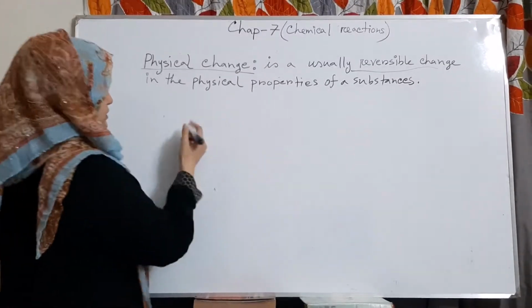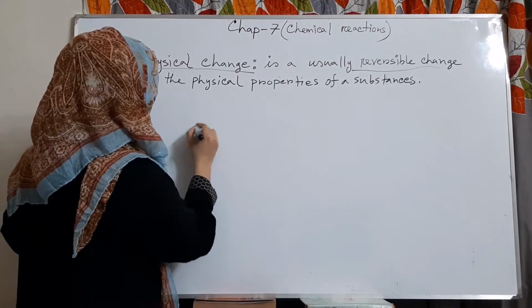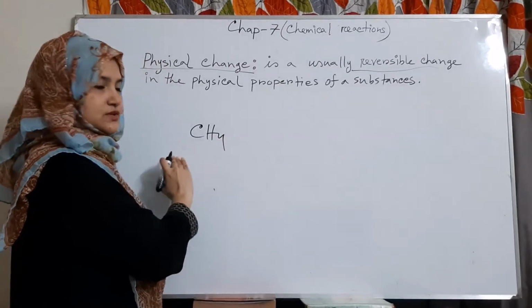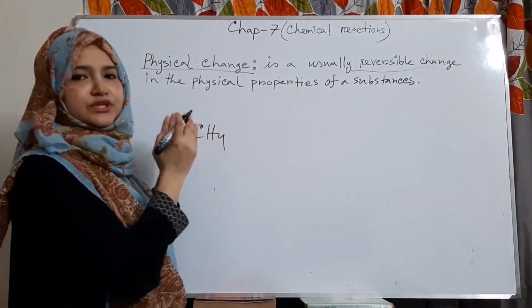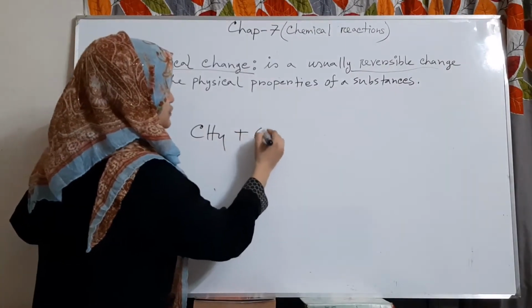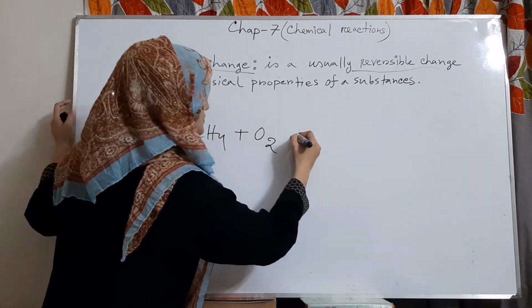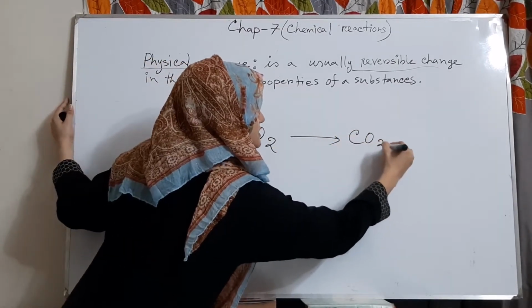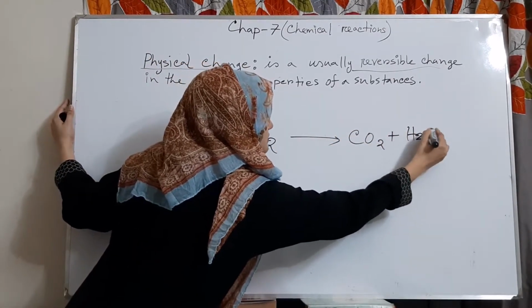Such as, if we take our natural gas, our cooking gas, the main component of our cooking gas is methane. And when methane is burnt with oxygen, it produces carbon dioxide and water.